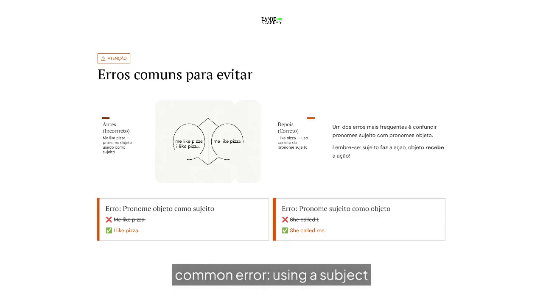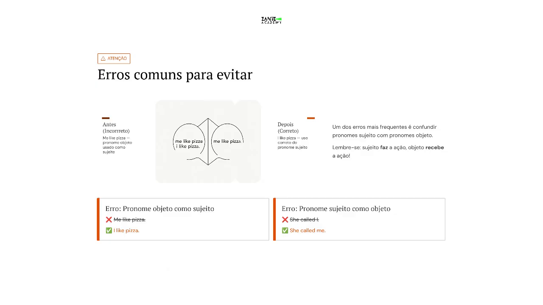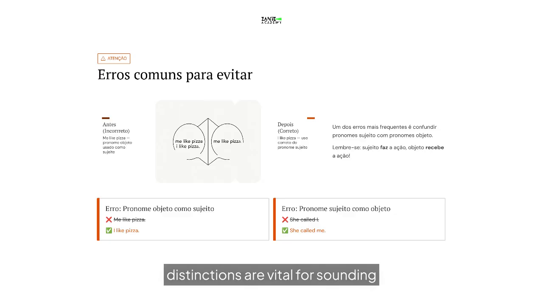Now let's look at another common error, using a subject pronoun as an object. For instance, saying, she called I is incorrect. The right way to express this is, she called me, where me is correctly used as the object of the action, receiving the call. As we continue, notice that these distinctions are vital for sounding natural and fluent in English. Next, we'll explore possessive pronouns, which will help expand your understanding further. Mastering these concepts will not only boost your confidence, but also enhance your ability to communicate effectively. So, let's dive deeper into avoiding these common pitfalls.